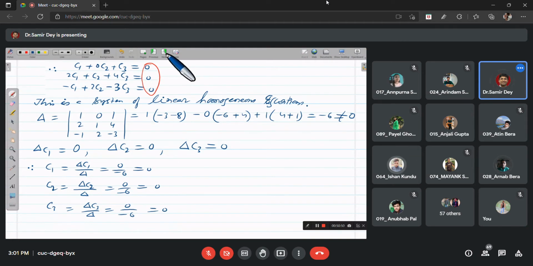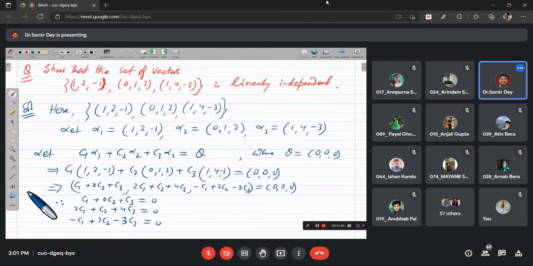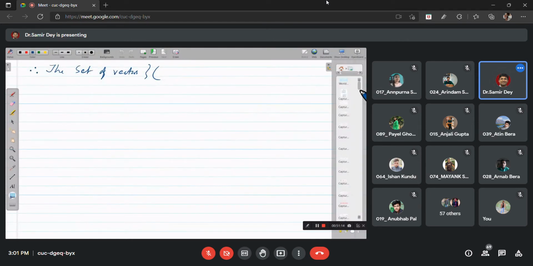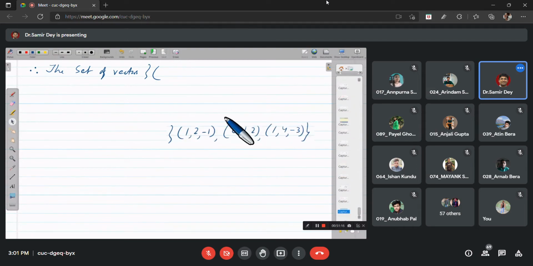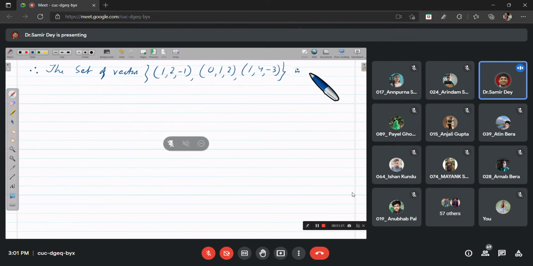Clear or not? Yes sir. All C1, C2, C3 are 0. So therefore you can write the set of vectors is linearly independent.